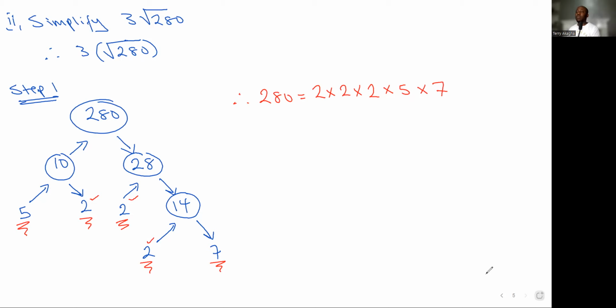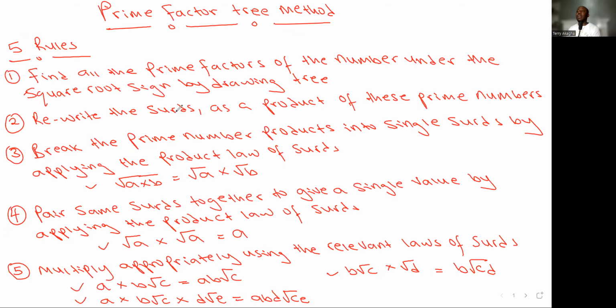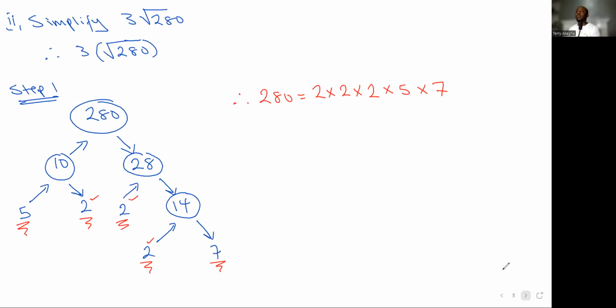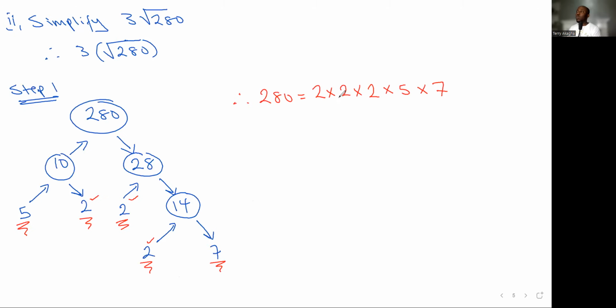Then the next one, we'll go to step 2. Step 2 now said that we have to rewrite the surd as a product of the prime numbers, right? So we're going to rewrite the surd as a product of the prime numbers, and we have 280. So step 2 down, square root of 280 will be equal to the square root of, we have 2 times 2 times 2, 5 and 7. So we're going to have 2 times 2 times 2 times 5 times 7. Are you seeing it? Okay. Then after we're done, we'll go to step 3.